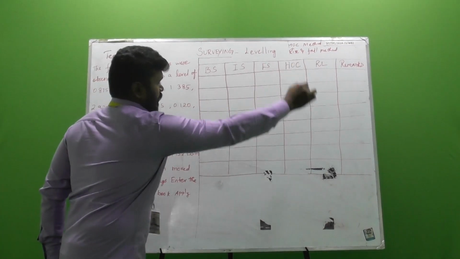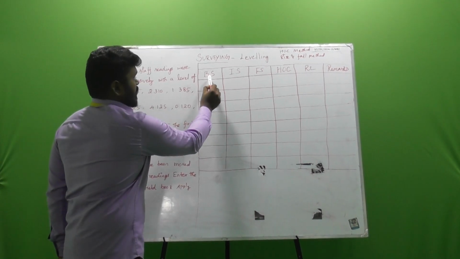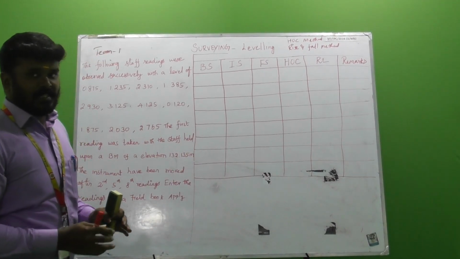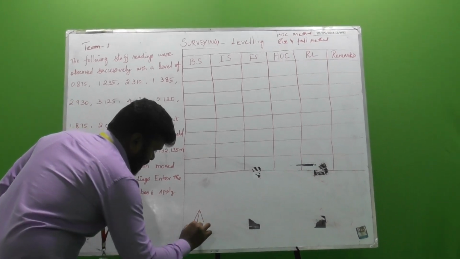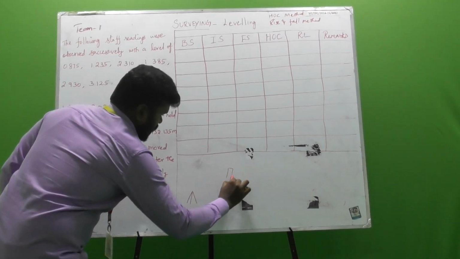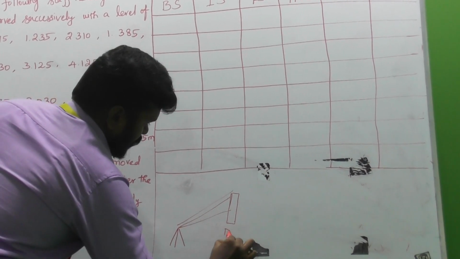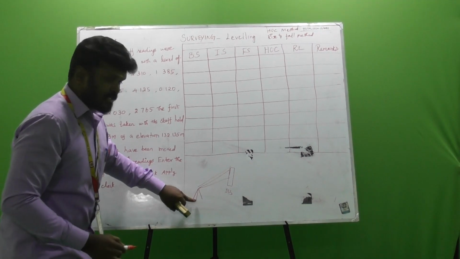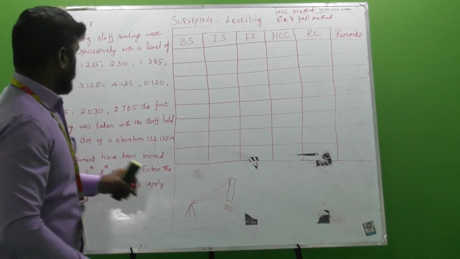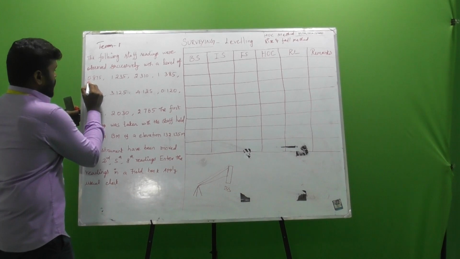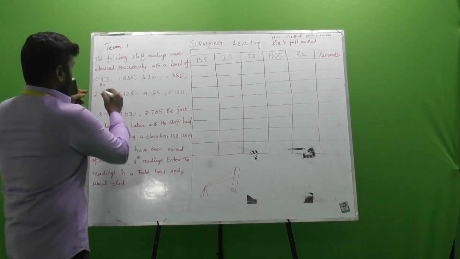So this is the sample of the field book format. In this field book format, there are three values. First one is BS, that means backsight. Backsight is defined as when the instrument is fixed at the start station, the first reading taken on the staff is the BS value. So in this question, the first reading is 0.875. So this value is the backsight value, right?